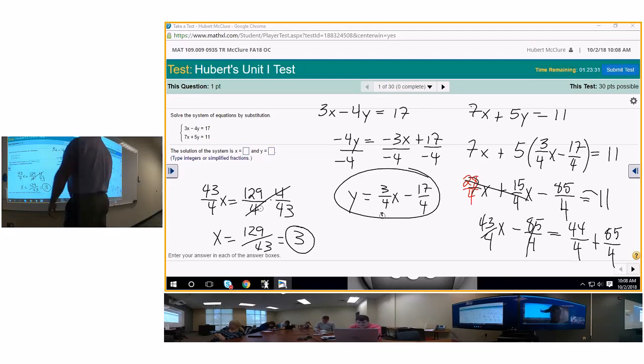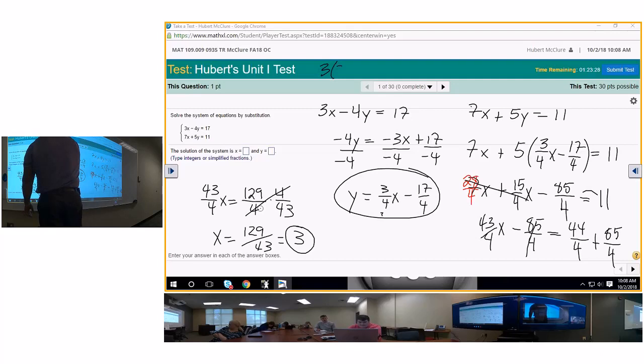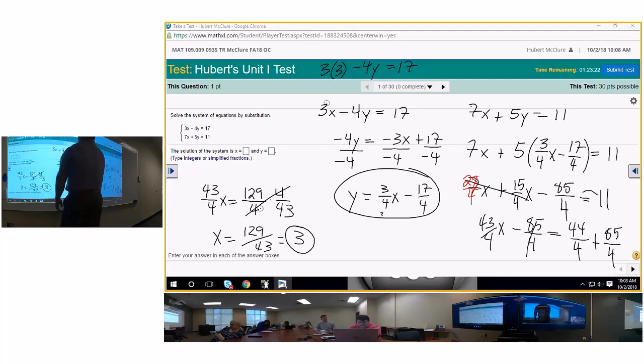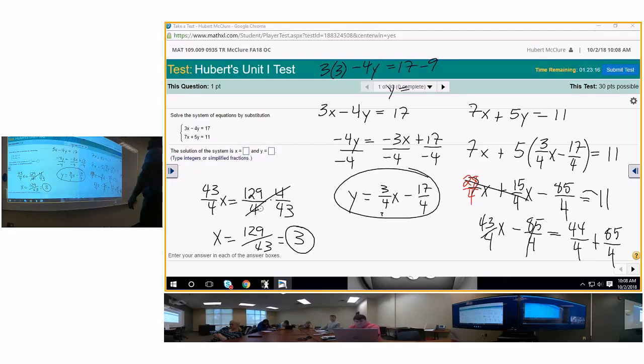3 times 3 is 9. Minus 4y is equal to 17. Minus 9, negative 4y, so that's going to be y is equal to 17 minus 9, which is 8. 8 divided by 4 is 2. So it looks like it's going to be 3 and 2.